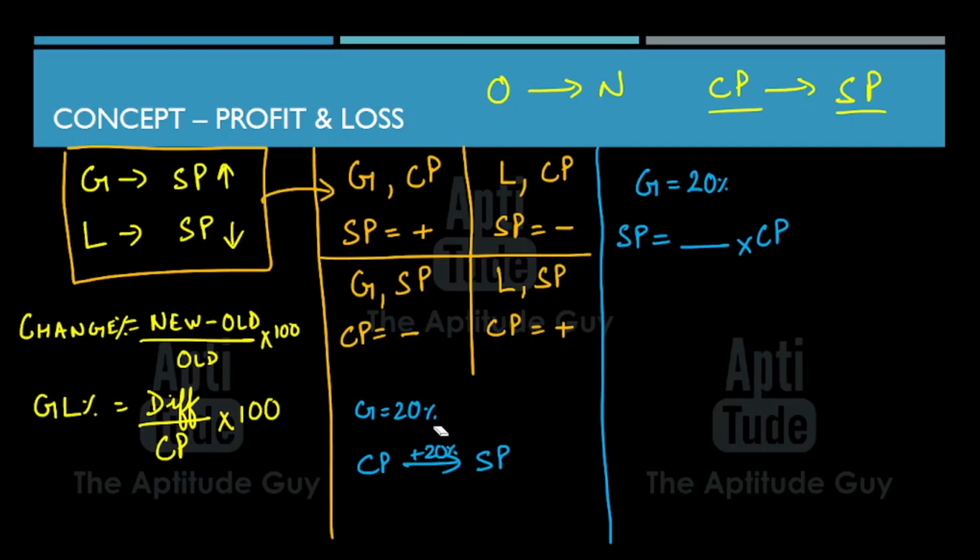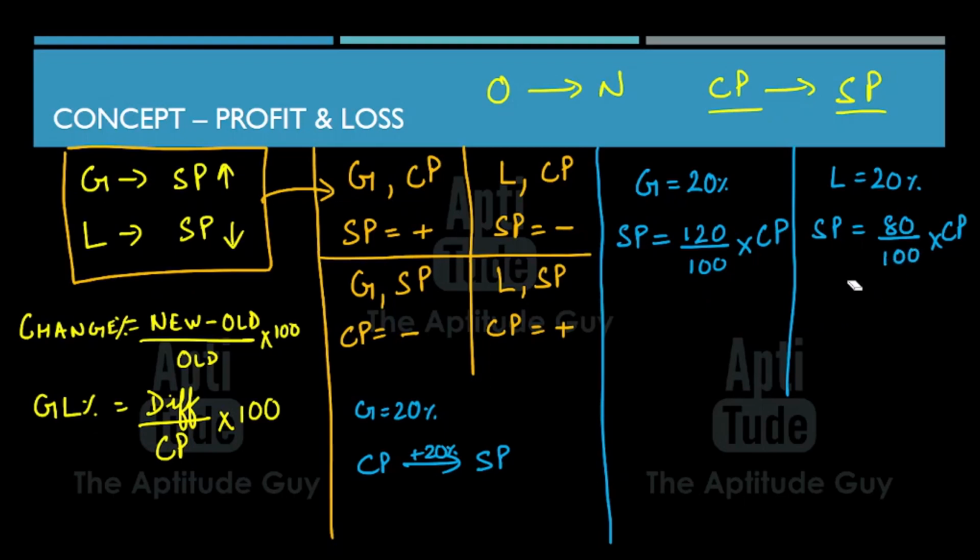Now, when something increases by 20%, it becomes how much percent? It becomes 120%. So 120 by 100, or you can also write 1.2. Similarly, if loss is 20%, then selling price is equal to how many times of cost price? Loss is 20%, that means cost price decreased by 20% and became the selling price. And when something decreases by 20%, it becomes 80% or 0.8. That is what is happening.